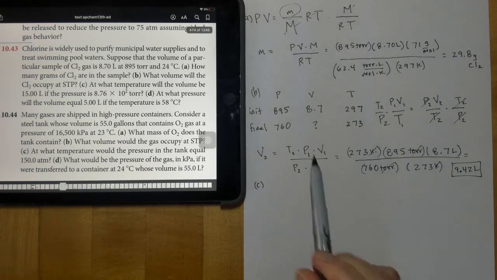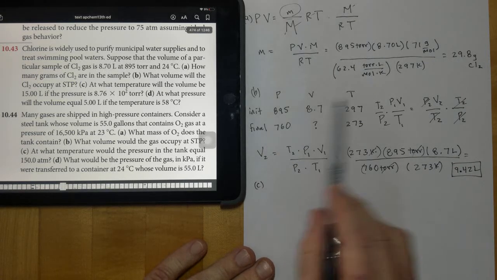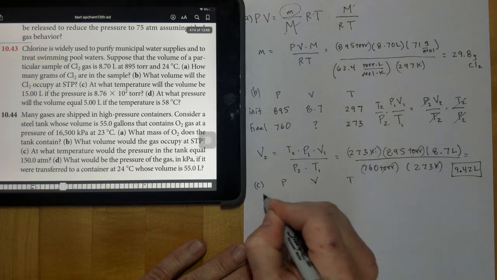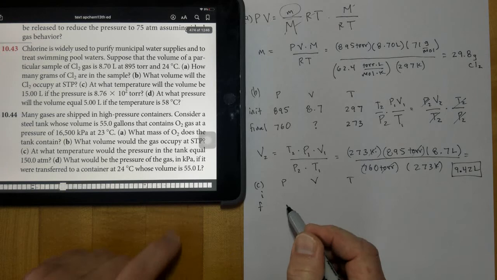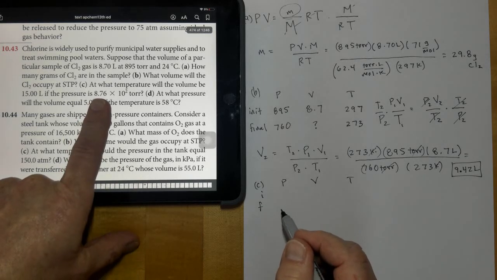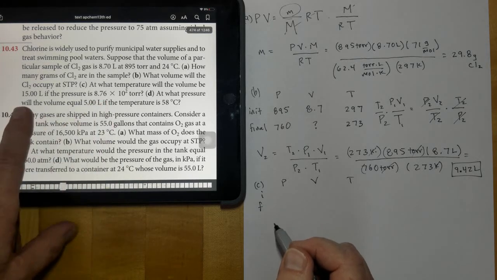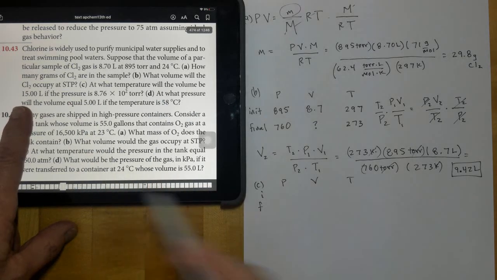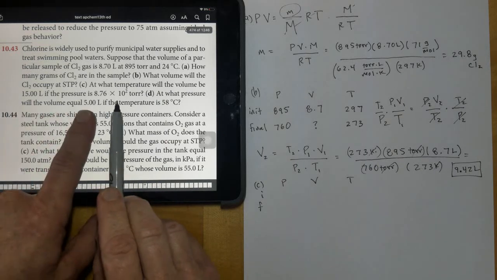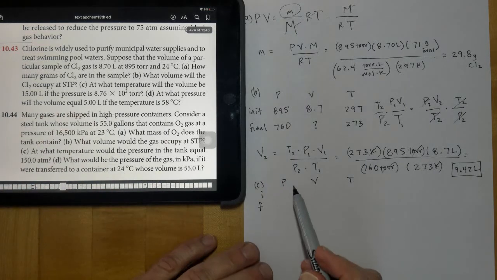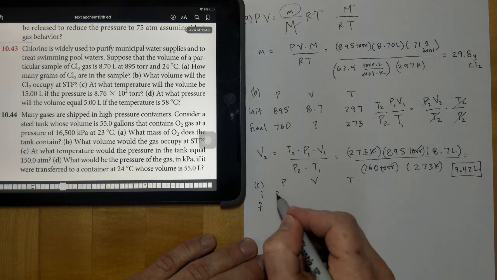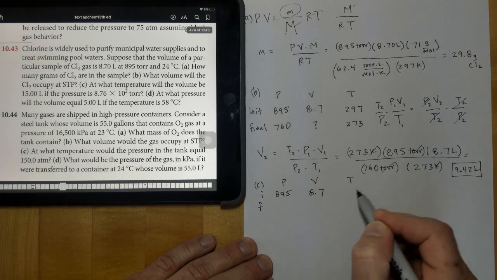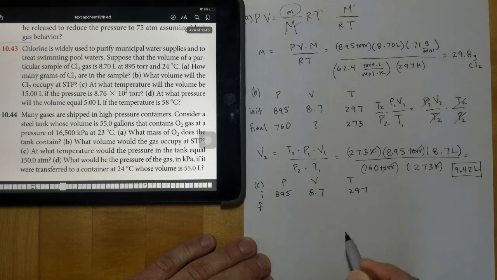All right, letter C, we have a similar situation: initial and final conditions, pressure, volume, temperature. So let's set that up again, PVT, initial, final. This time it says at what temperature will the volume be? So this is the new volume right here, and then here is the new pressure. Initially, once again, we have a pressure of 895, a volume of 8.7, and a temperature of 297 Kelvin.